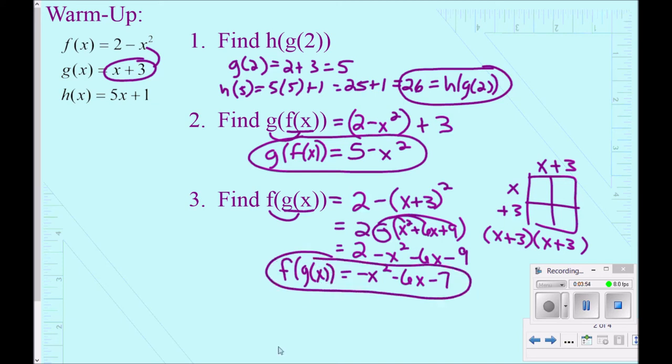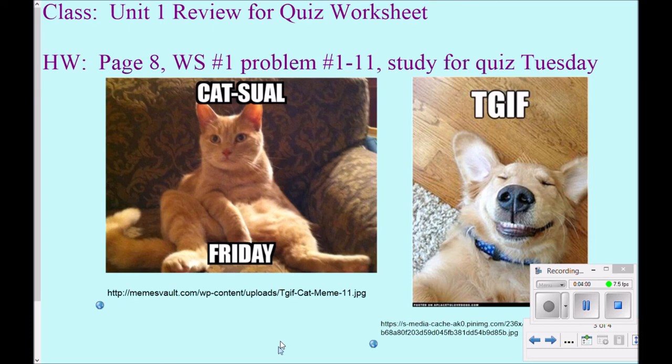Okay. So that's it for the warm-up. So next, as I said, we just spent class working on the review worksheet, starting on the homework. If you happen to have any questions before Tuesday's quiz, be sure to see me Tuesday morning during resource period.